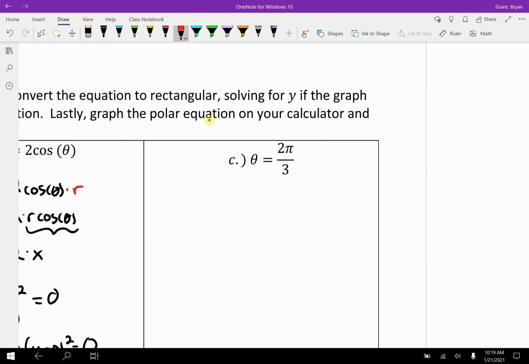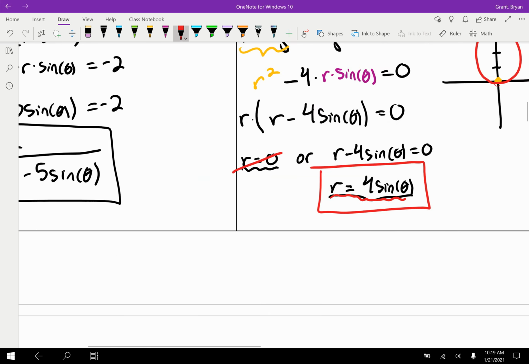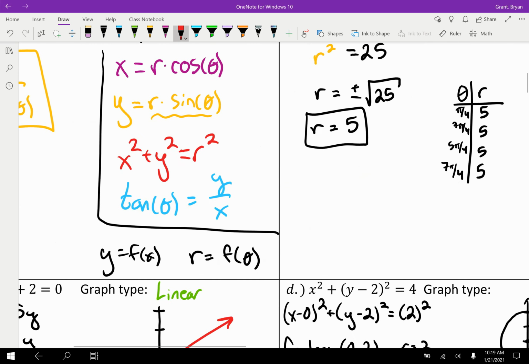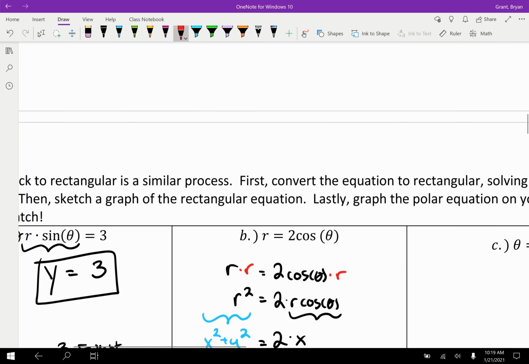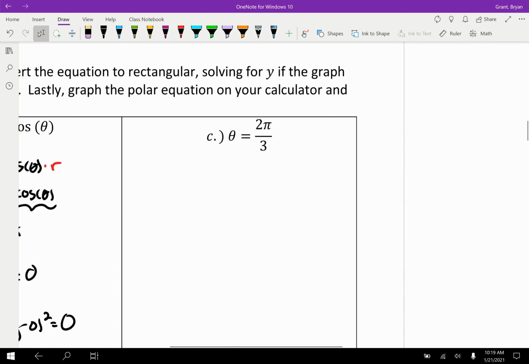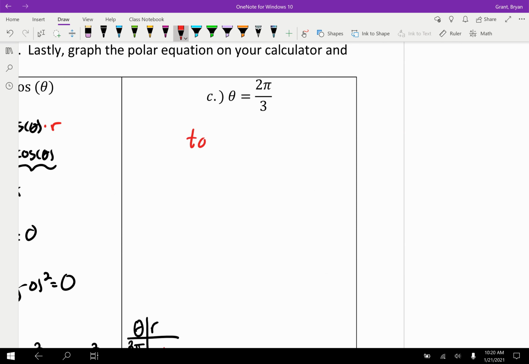If we just have theta, the most common way to do this is to introduce tangent. Why tangent? Well, it's one of our 4 formulas, isn't it? Tangent of theta equals y over x. So let's try that. We're going to go ahead and take the tangent of each side. So tangent of theta is equal to the tangent of 2 pi over 3. Now we can replace tangent of theta. That's y divided by x.